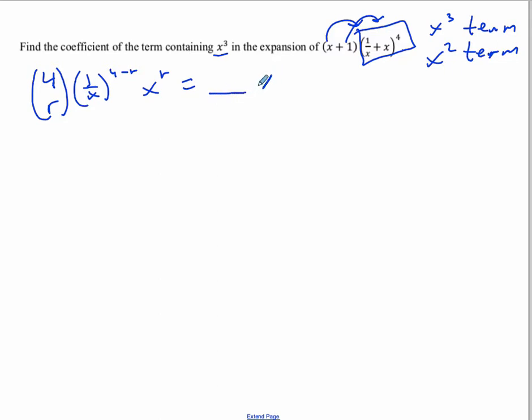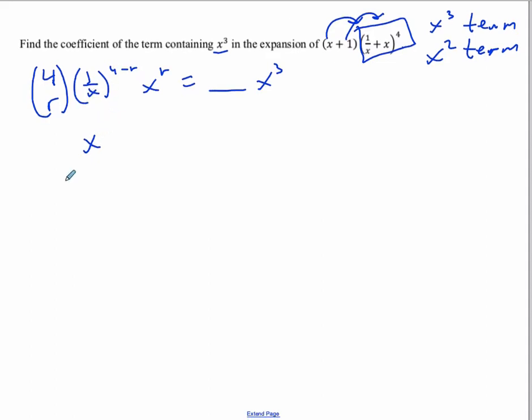That should be equal, let's do x cubed first. Again, just looking at the x's, this is x to the power of negative 1, so this is all x to the power of negative 4 plus r, times x to the r equals x to the 3. So negative 4 plus 2r equals 3. 2r equals 7.